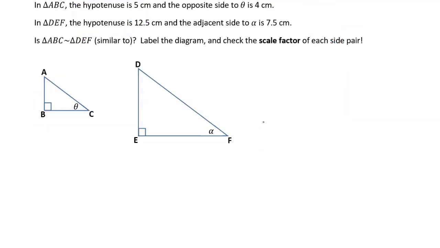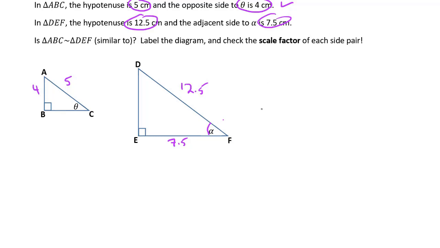In the last part of the homework, we're given two triangles, triangle ABC and triangle DEF. And we're given some information. We're told in triangle ABC the hypotenuse is 5 centimeters and the side opposite theta is 4 centimeters. So let's mark that on the triangle. We know the hypotenuse is 5 centimeters and we know the opposite side is 4. In triangle DEF, we're told that the hypotenuse is 12.5 centimeters and the adjacent side is 7.5. So again, let's put those values on our diagram. This is the hypotenuse. The adjacent side is the one that helps enclose angle alpha. Notice that we do not know whether or not angle alpha and angle theta are equal to each other. We only have the information that's on the diagram now.